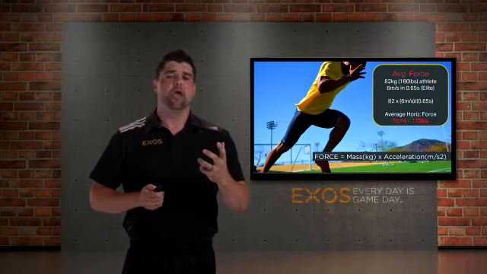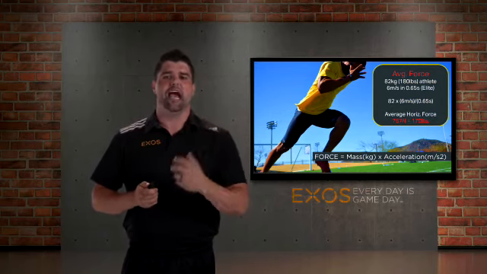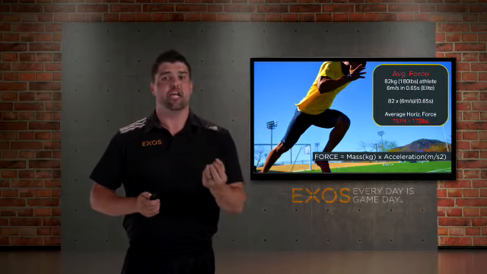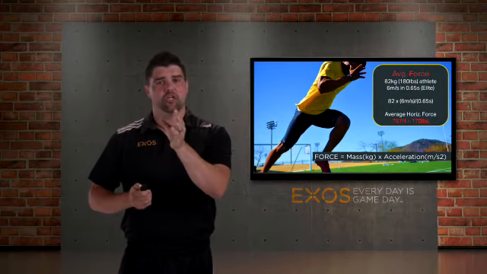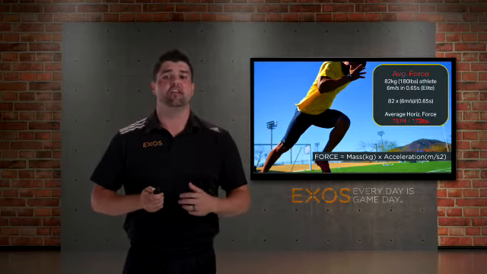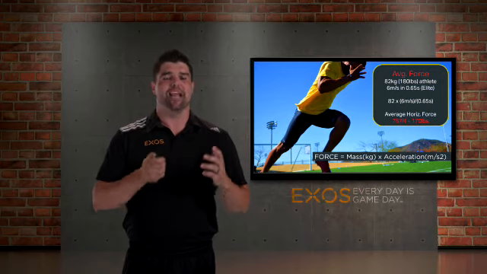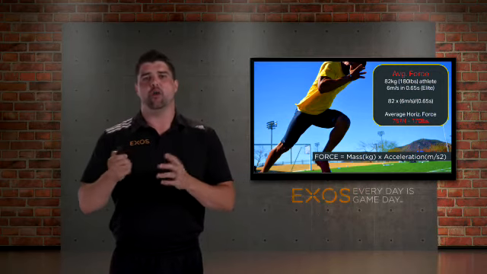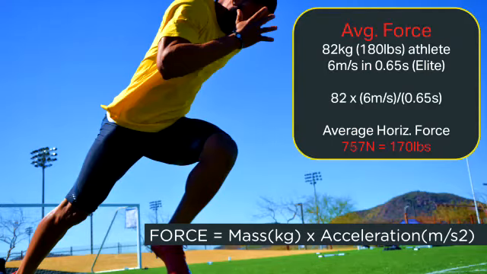So now we have load, body weight, but we also have change in actual speed. So we take that load by the change in speed, said differently, which is acceleration, and that gives us our average horizontal force of 757 newtons, which fundamentally relates to about 170 pounds of net horizontal force. Therefore, for a person to go 6 meters per second in 0.65 seconds, if they weigh 82 kilos, they need to produce roughly 757 newtons of horizontal force into the ground, correlating to about 170 pounds.